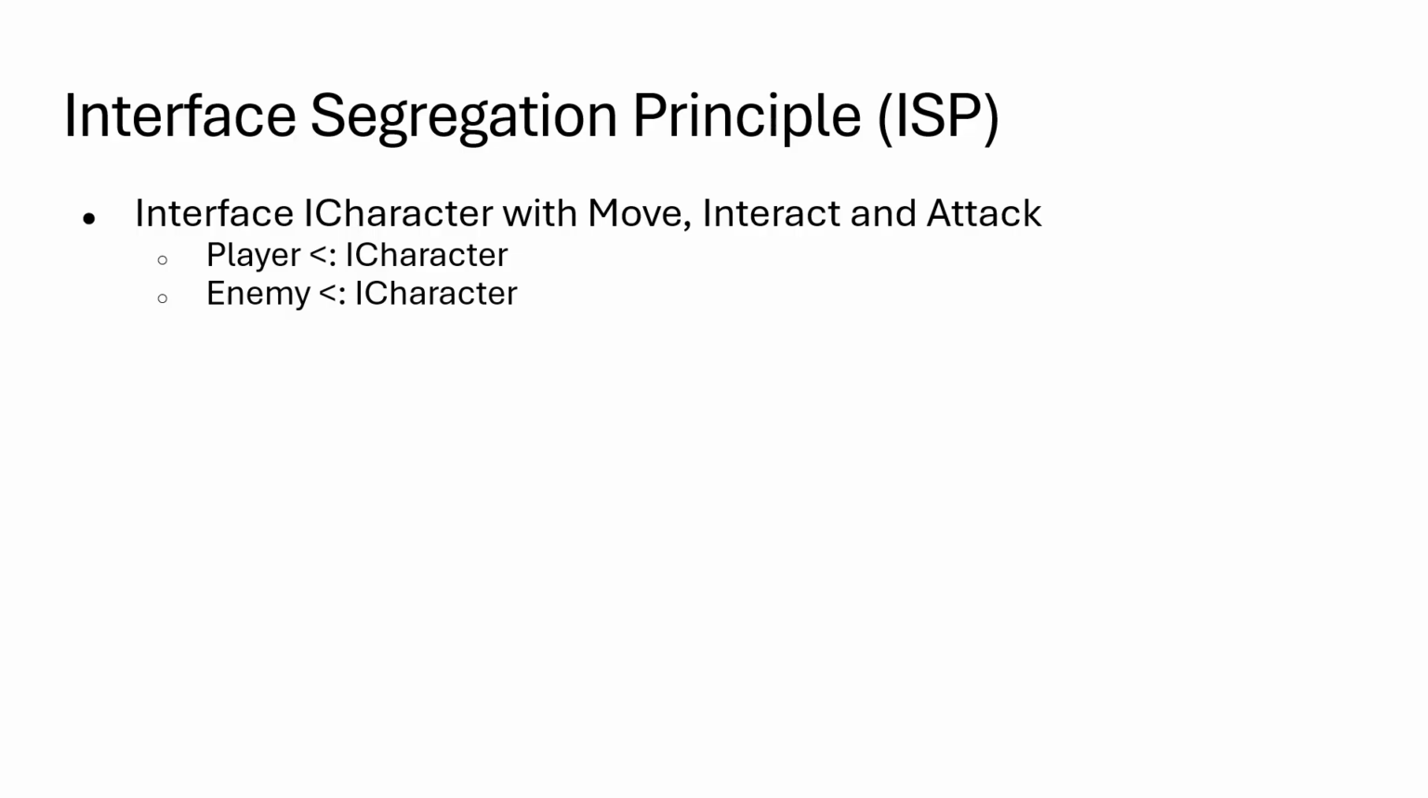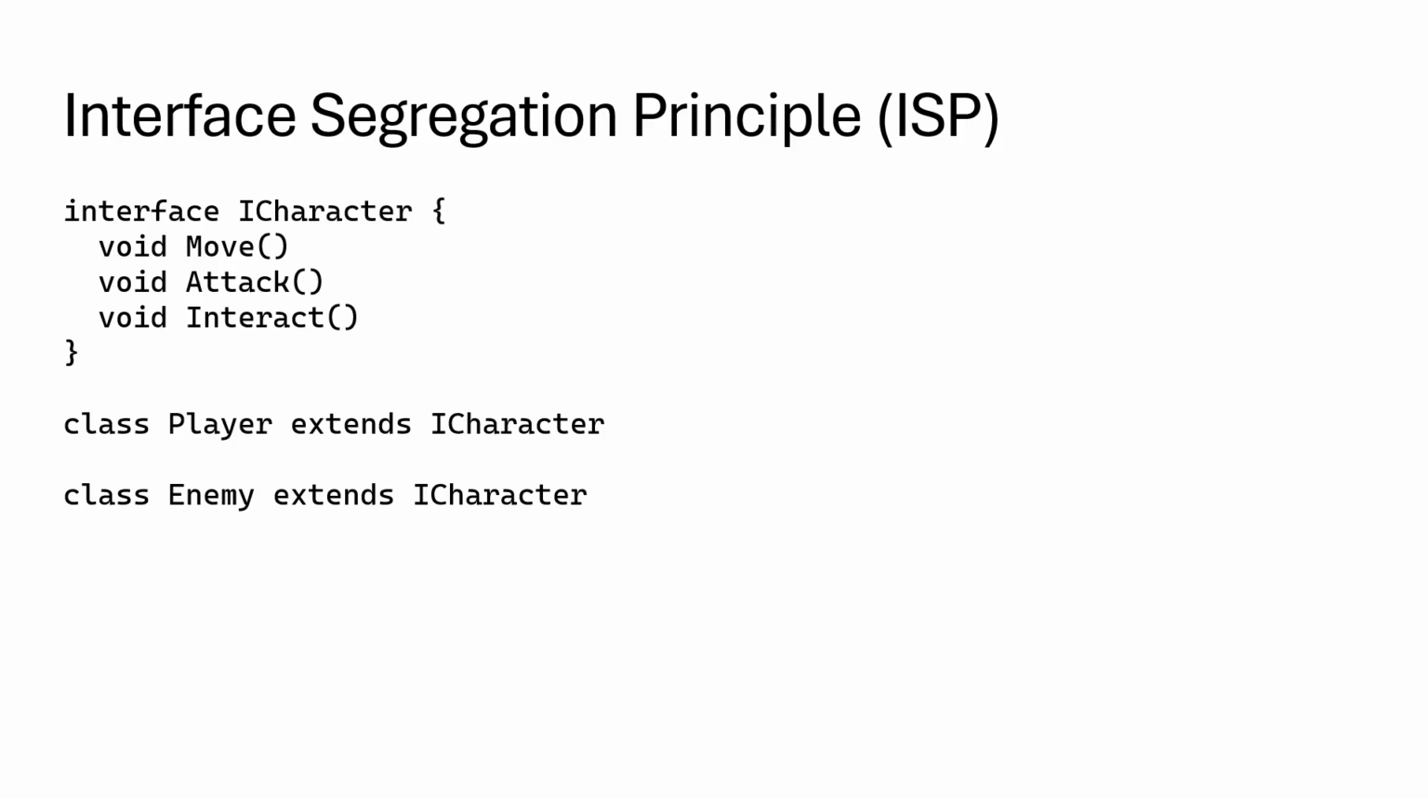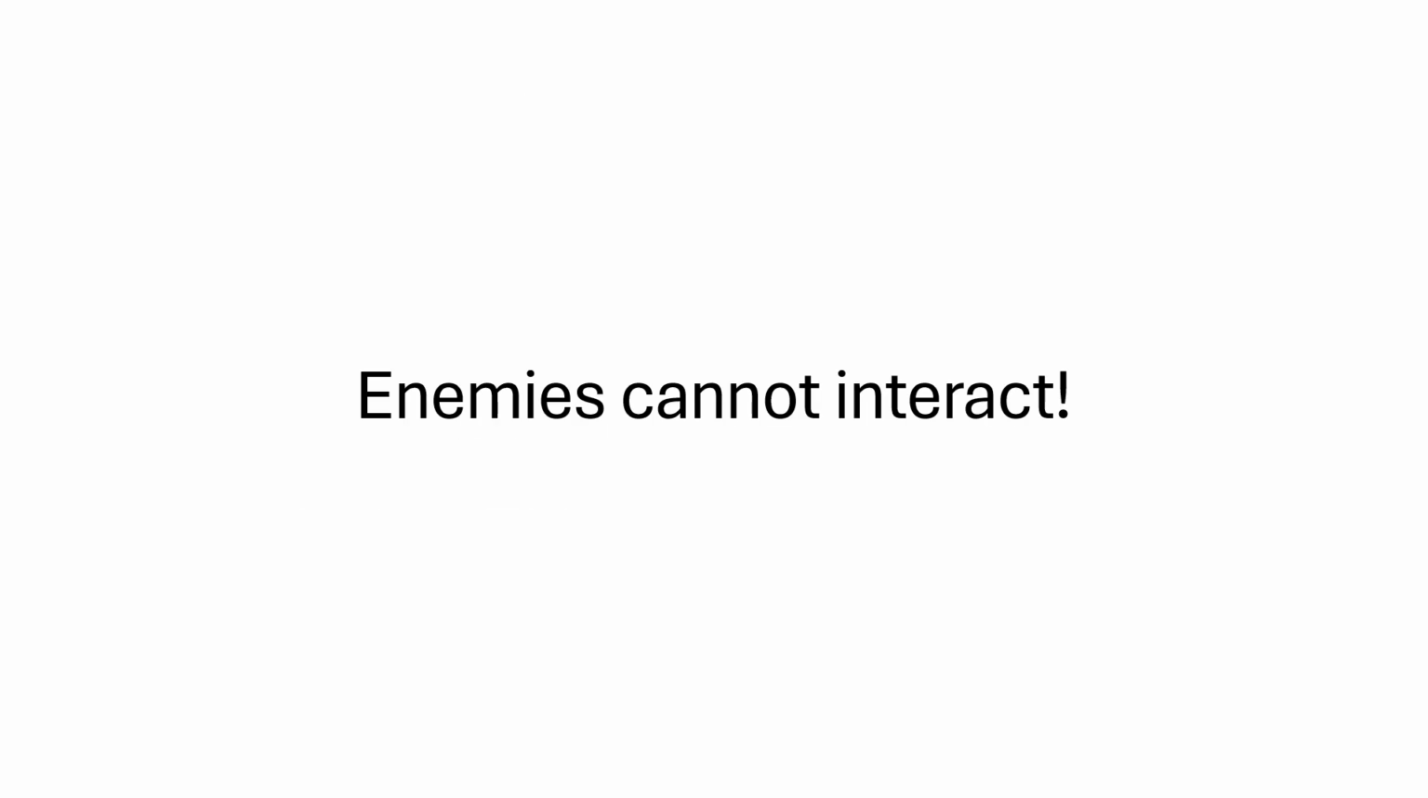Then you realize it looks something like this in code, right? But then you realize my enemies cannot interact. It's supposed to be a stupid enemy. It can only move and attack. So what do?